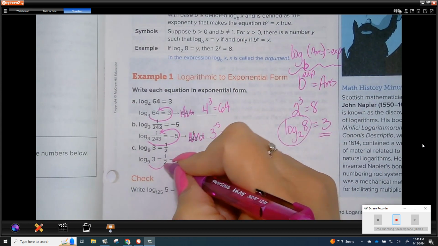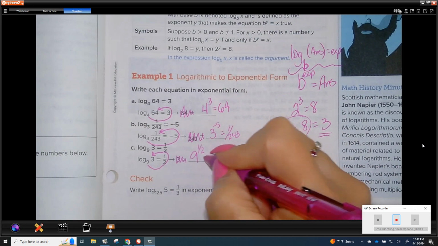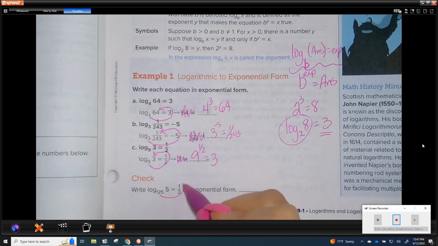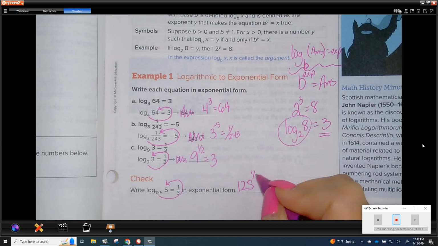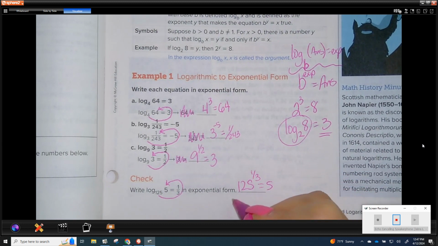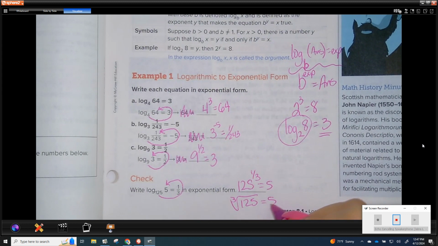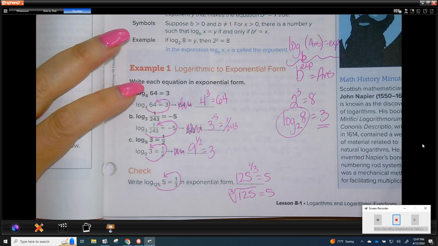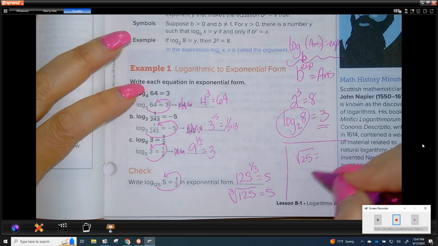Base, exponent, answer. 9 to the 1/2, which is the square root, equals 3. Okay, so let's rewrite this one. Base, exponent, answer. 125 to the 1/3 is 5, and 1/3, remember, is the cube root. And that is true. So you do have to remember that cube root is 1/3, square root is 1/2.